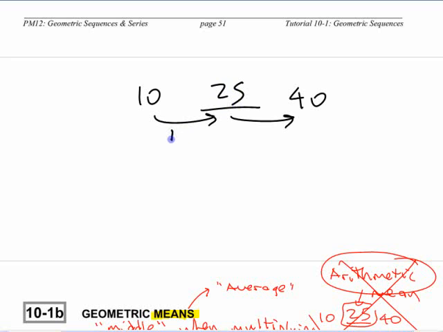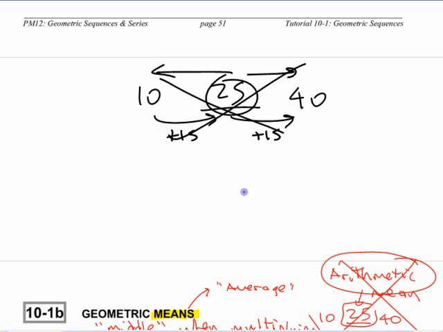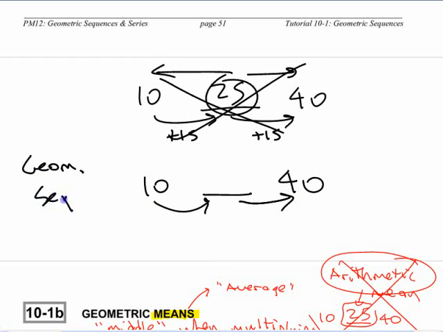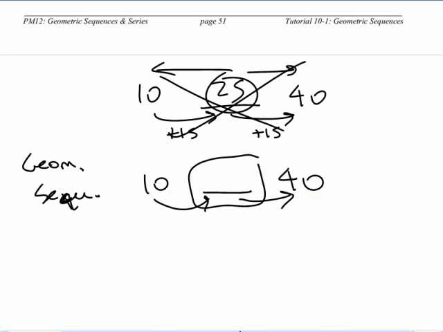Before it was adding, right? This was adding 15, adding 15. This is the same distance away from there. This is the middle arithmetically. We want now what's happening if we're multiplying. In other words, we're creating a geometric sequence here. What number goes in the middle so that you're creating a geometric sequence? What is it? 20, right? For this one, you can see what it is. It's 20. There's actually two answers here.